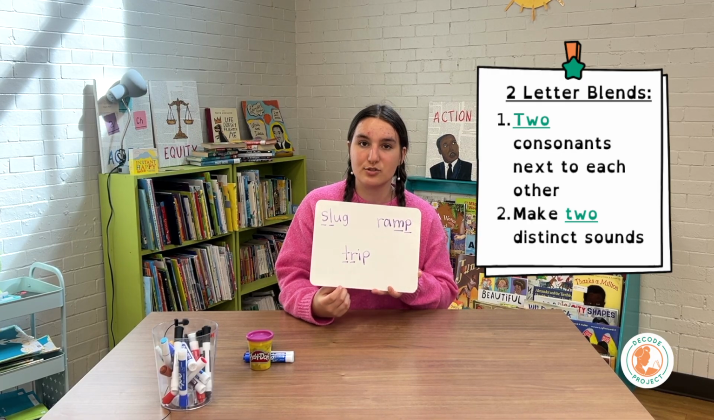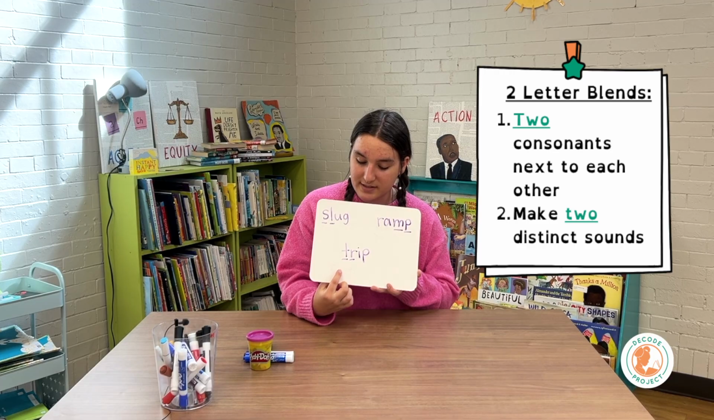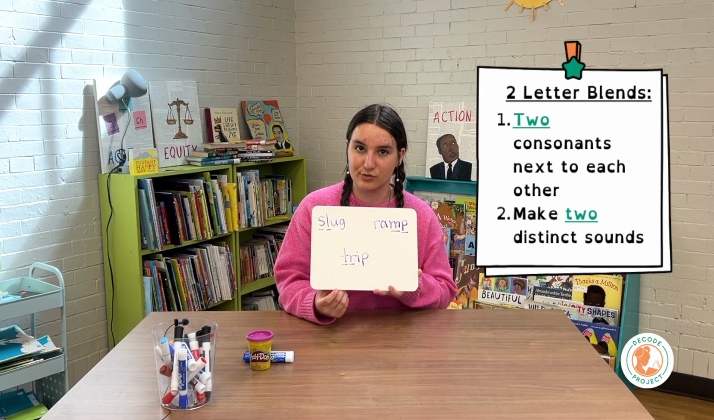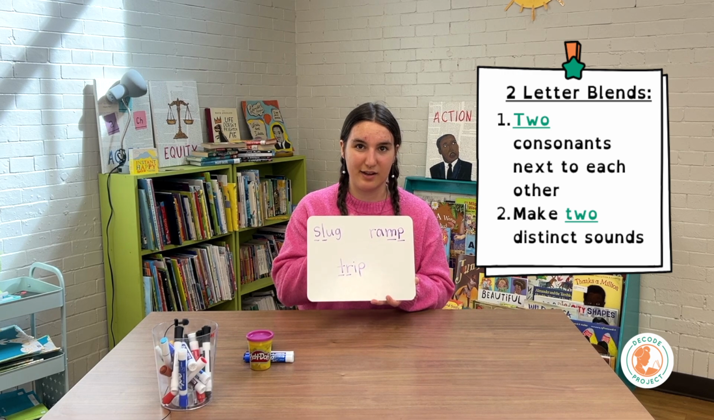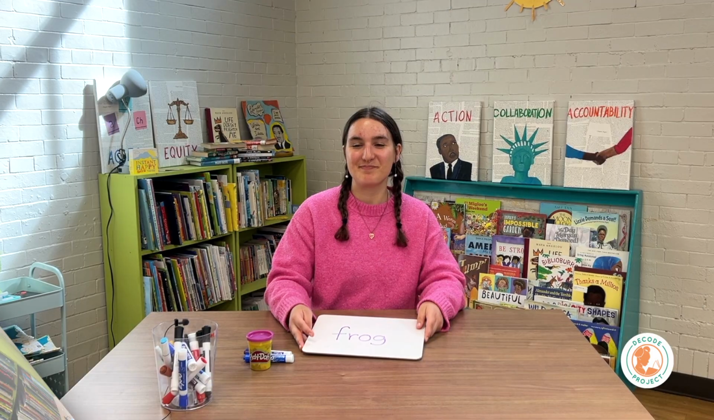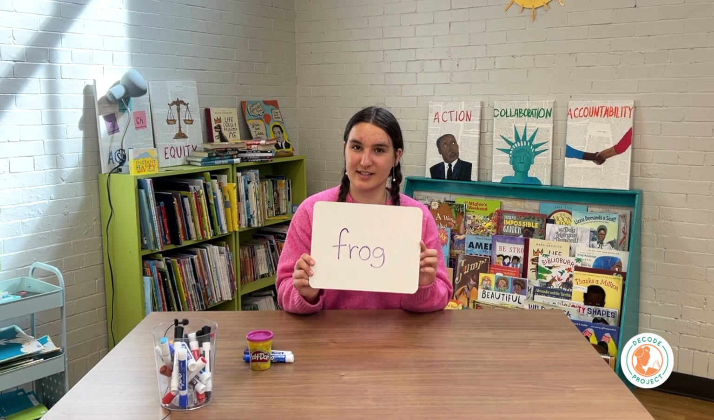Lastly, we have the word trip down here. So this TR blend right here, the T and the R are coming together to say tr. So we still have the two sounds there. We have T and R, but our word is trip. When reading words with two-letter blends, it can be helpful to first identify the blend and then sound out the word. So let's look at this word right here.